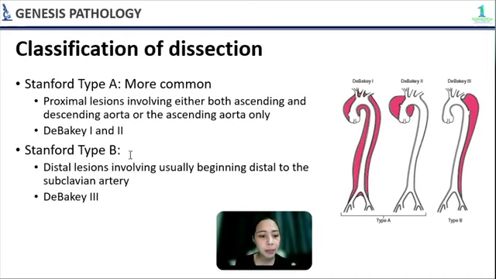Okay, so aortic dissection is classified into two types. The Stanford type A is more common and more dangerous because these are proximal lesions that can involve either both the ascending and descending aorta or the ascending aorta only. So your Stanford type A corresponds to the Debakey type 1 and type 2. In Stanford type B dissection, these are distal lesions which usually begin distal to the subclavian artery. So this is equivalent to the Debakey type 3.